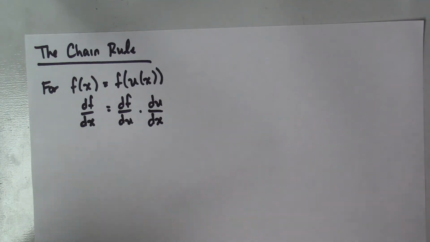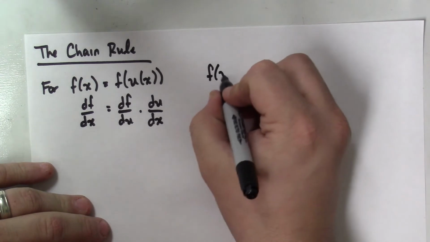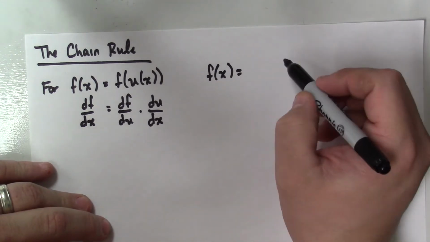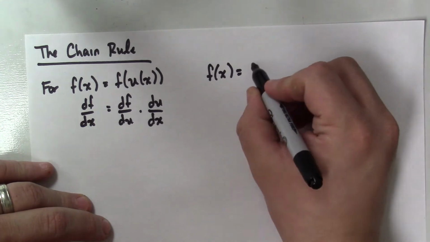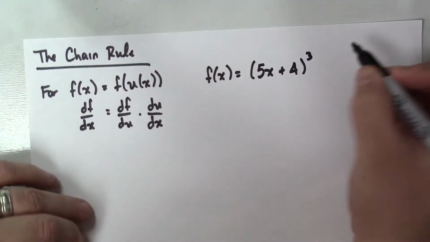What does that mean, Mr. Garwood? Oh my goodness. So for f of x equals (5x plus 4) cubed.